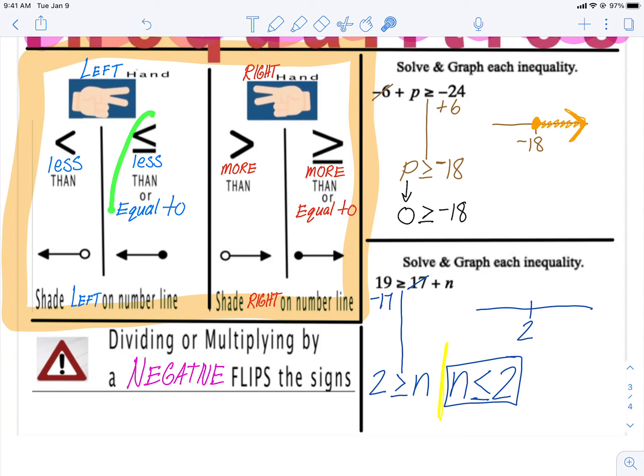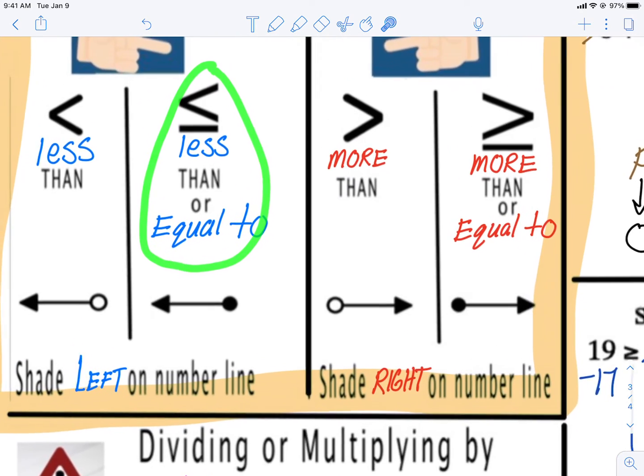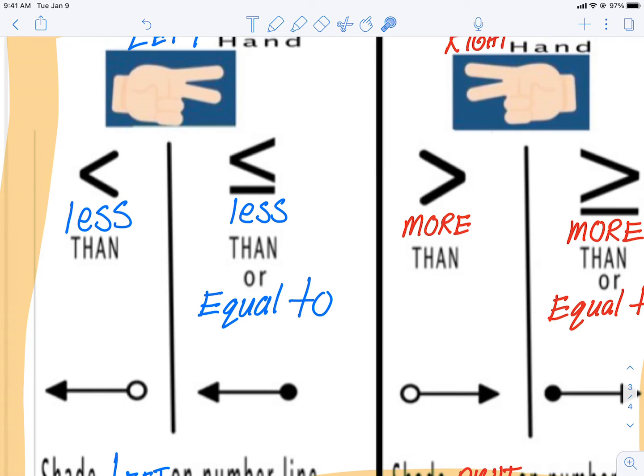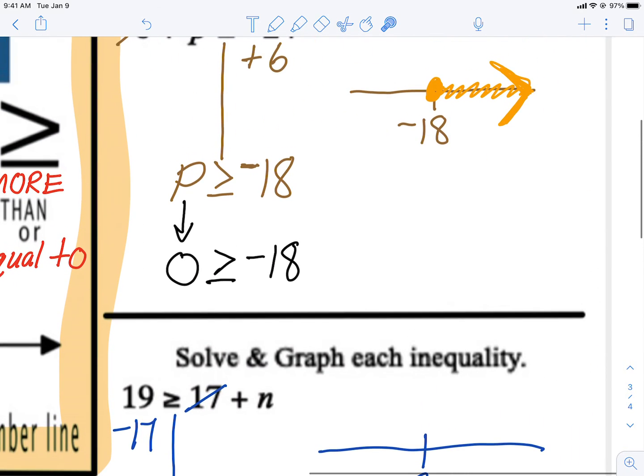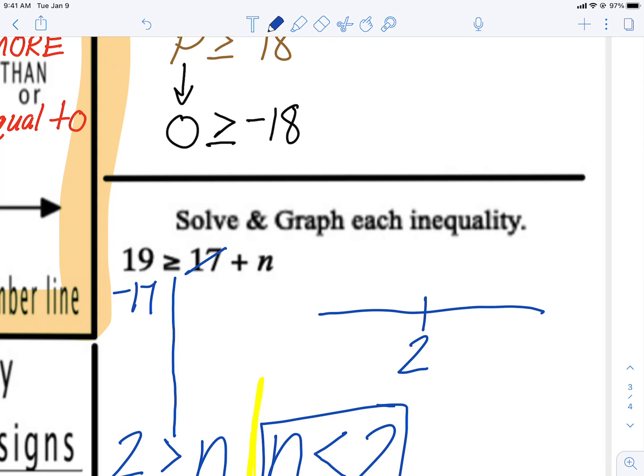It looks like that, right? And that says less than or equal to, which means we draw a dark, filled in circle and we graph to the left. So let's draw a filled in circle and graph to the left.